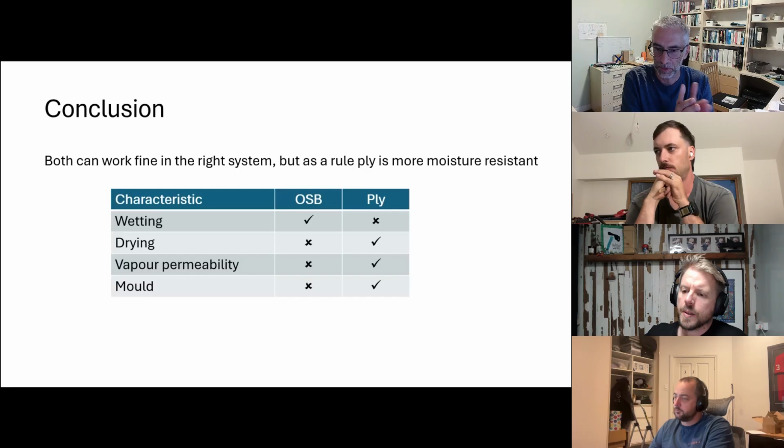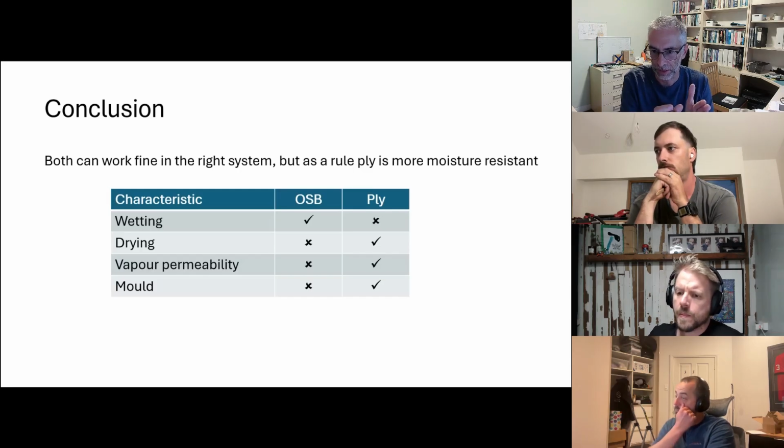And what you do in terms of membrane, generally speaking, doesn't matter so much anymore because the whole system is dominated by that sheathing. And so this debate about the vapor permeability of Ply versus OSB is absolutely relevant in that context, because that substrate is going to dominate the behavior, the vapor characteristics of the wall.